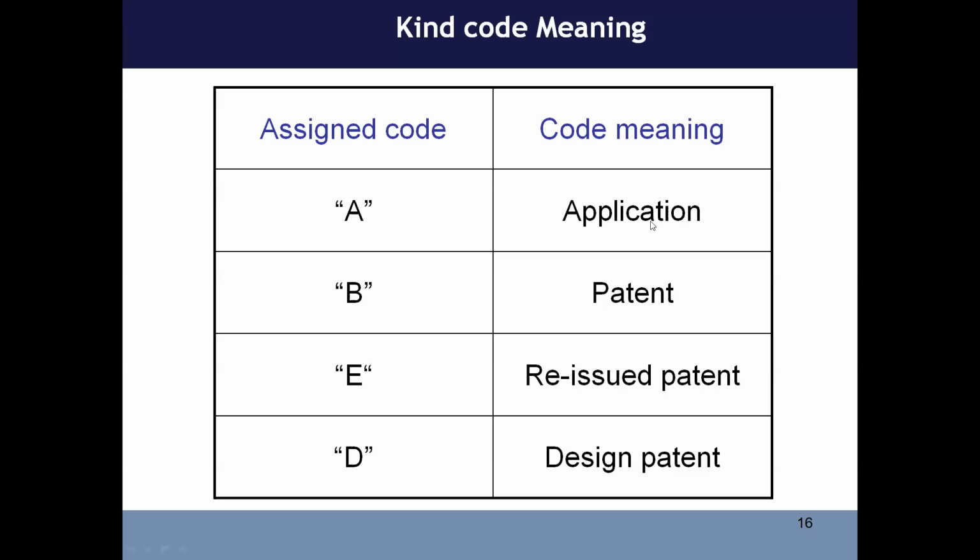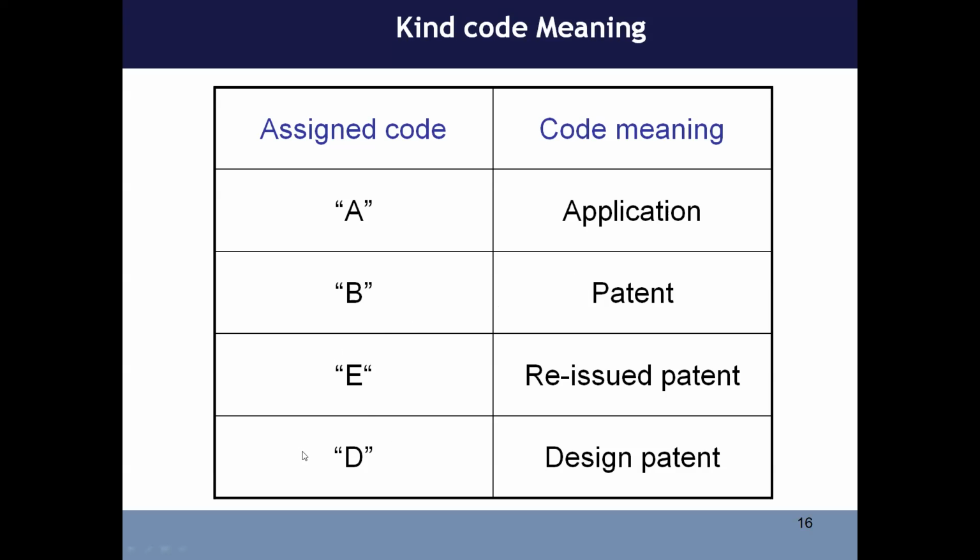So A means an application or published application. Whenever you find B, yes, this is the patent. This is the granted application, or this is the patent. In some cases, there could be re-granting or reissuing. All these may happen. So you may find E with respect to American patents.